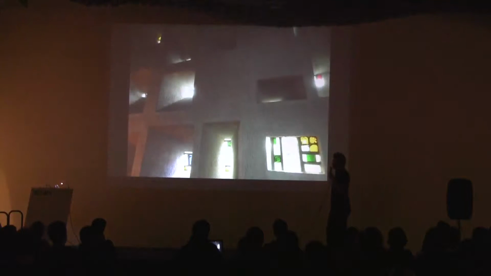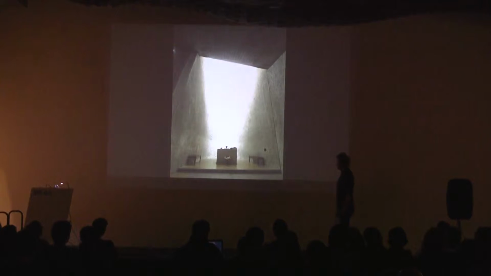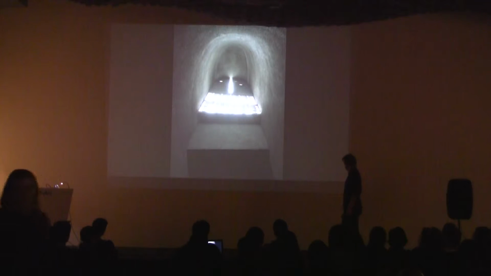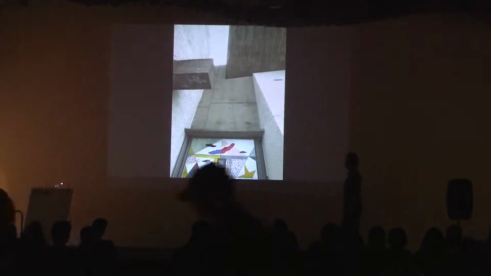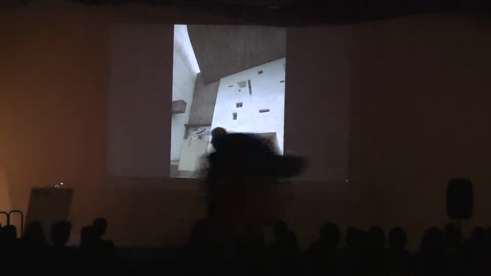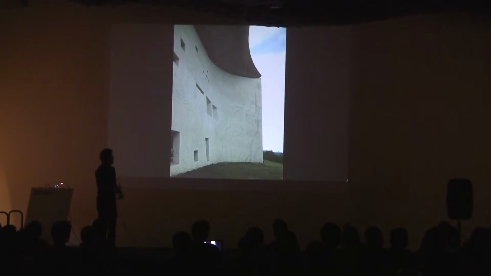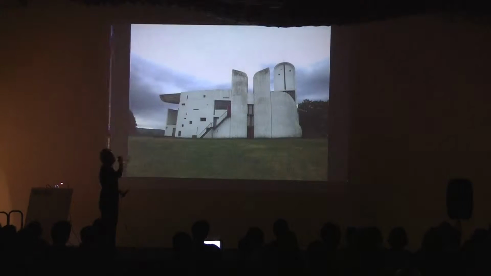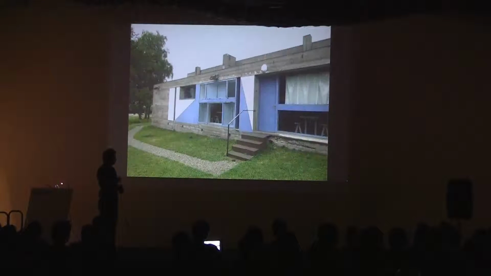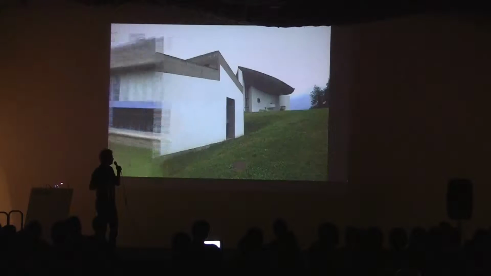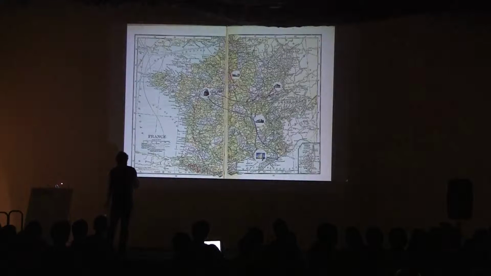So George is just going to go through a bunch of these. The equivalent of the garden shed at Ronchamp. You can see how the roof there plays with the roof of the building. Pretty exceptional.